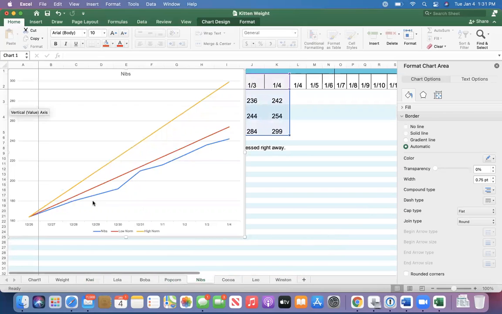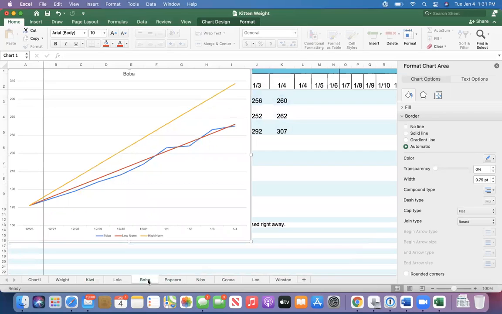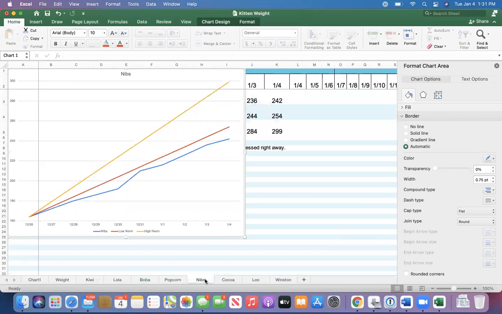Nibs, kind of the same thing as Boba, I think. Nibs is just kind of riding the low end, with a little bit more of a separation from the low norm to the high norm. As time goes on, you can see the gap between the low norm and Nibs' chart is actually staying pretty parallel. It's getting a little bit lower. So Nibs is doing well with consistently gaining weight, but could probably use a little help to boost them up into the normal range.